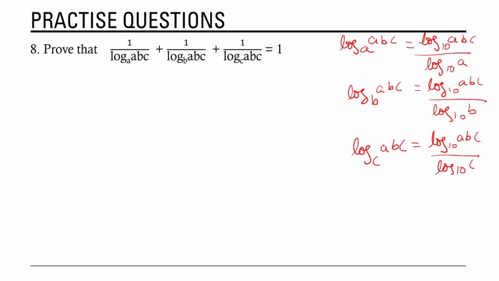I am substituting all these in my left hand side. In my left hand side I have 1 divided by log ABC to the base A. So I have to write the reciprocal of this. And for 1 divided by log ABC to the base B, I have to write the reciprocal of this, and so on. So 1 divided by log ABC to the base A is equal to log A to the base 10 divided by log ABC to the base 10 plus. Next one is 1 divided by log ABC to the base B. I am writing the reciprocal of this.